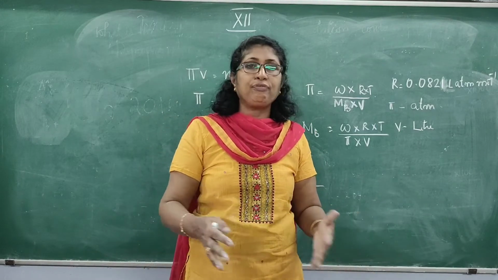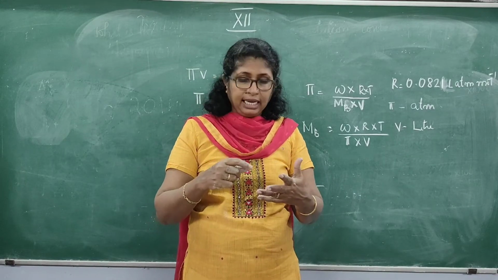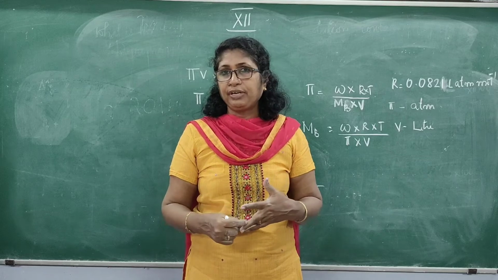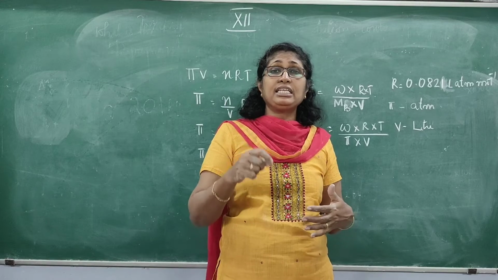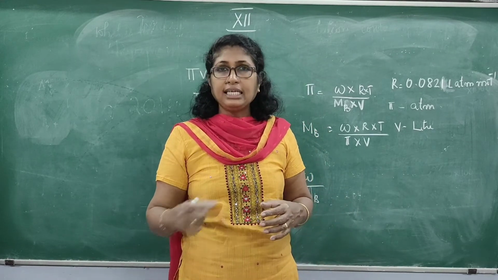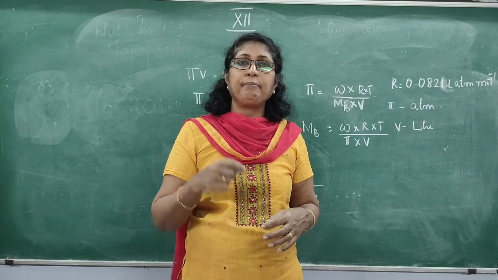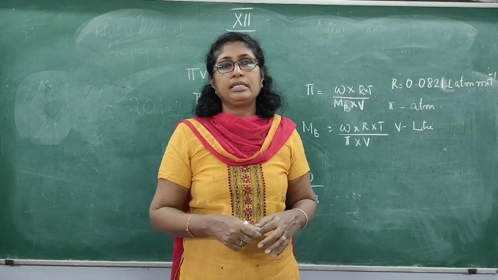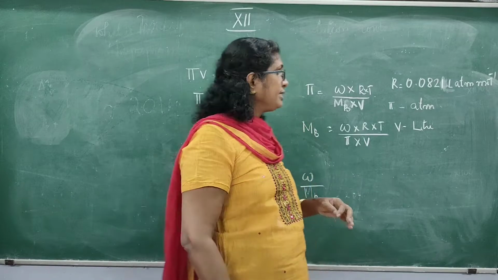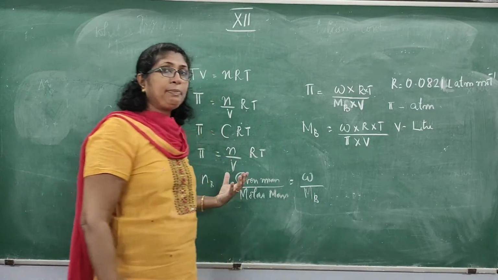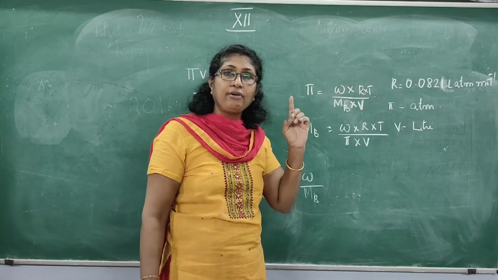Now we have studied four different colligative properties: relative lowering of vapor pressure, elevation in boiling point, depression in freezing point, and now the osmotic pressure. Osmotic pressure is always preferred over the other colligative properties to find out the molecular mass of biological samples or any. Why is it always preferred? One is, this is number of moles per liter. That means we are using molarity, not molality. We are using molarity instead of molality.